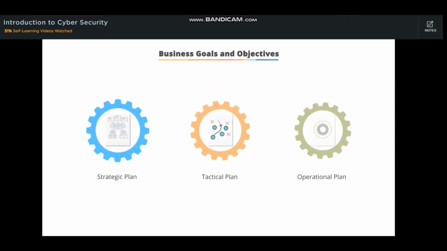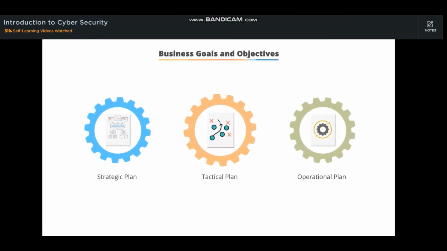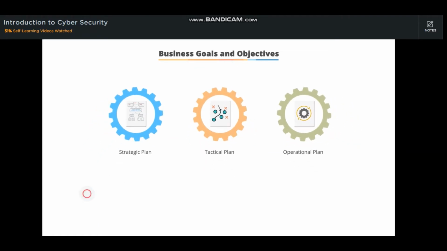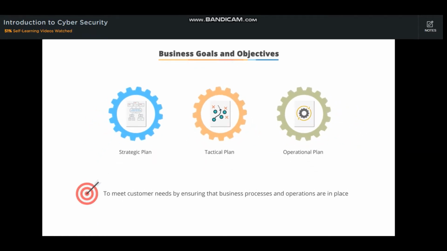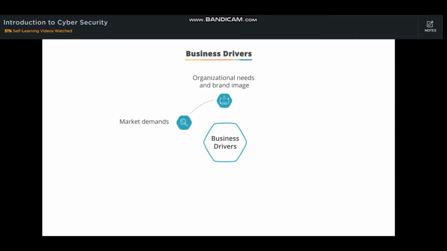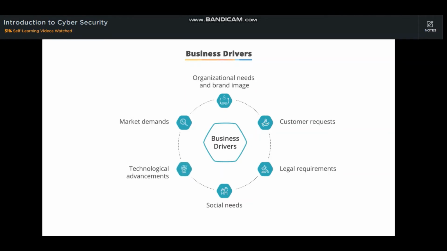Business goals and objectives: strategic, long-term; tactical, medium-term; and operational, day-to-day. Business process and operations are in place to meet customers' needs along with product and service development. Business drivers are the key inputs and activities that drive the operational and financial results of a business: market demands, organizational needs and brand image, customer requests, legal requirements, social needs, technological advancements.